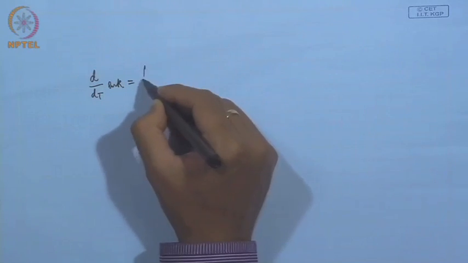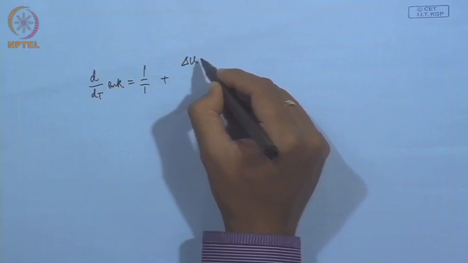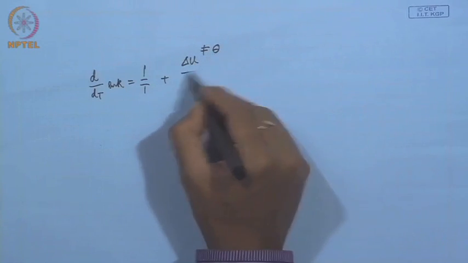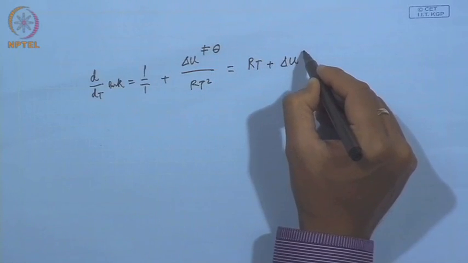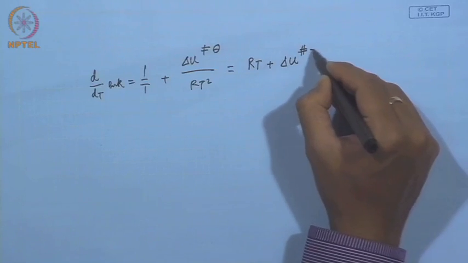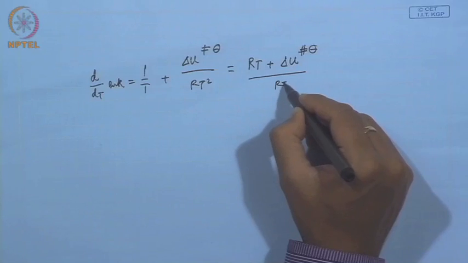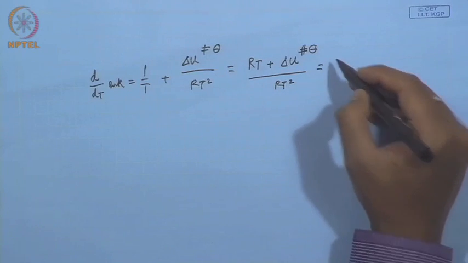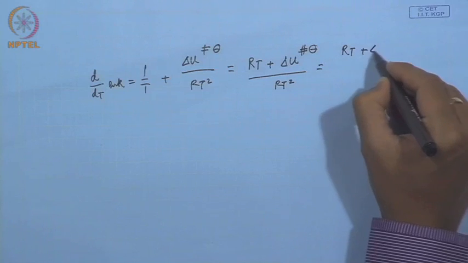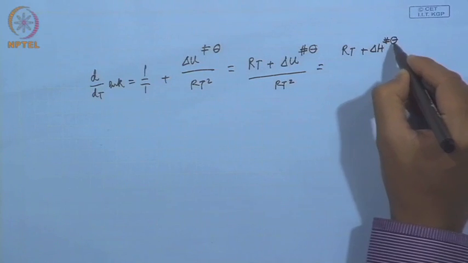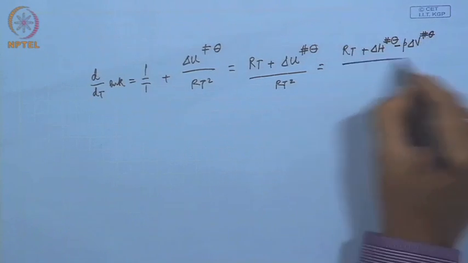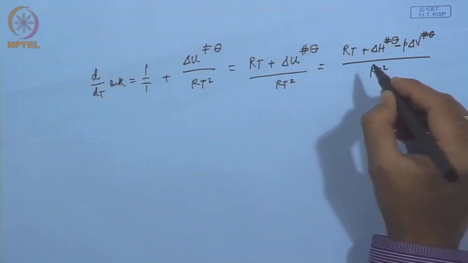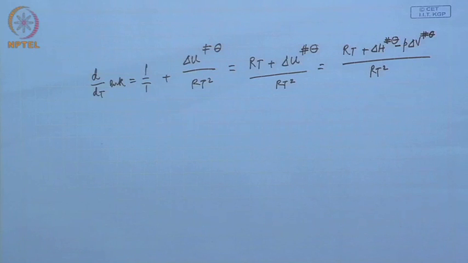Okay. So, comparing these two, what we are getting is this, d/dT of ln K is equal to 1/T plus delta U0 bar divided by RT square, which is equal to RT plus delta H double dagger 0 bar minus P delta V double dagger 0 bar divided by RT square. Okay. So, what is that? We have to find it out.